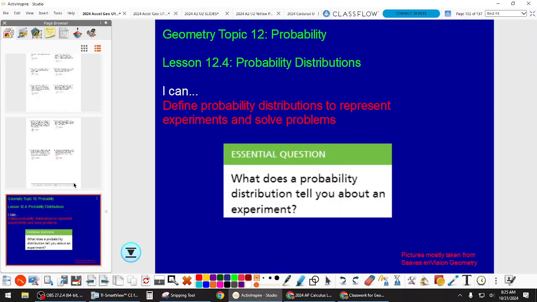So this is the second to last section, and it's called probability distributions. It will kind of filter down into a single equation that we'll use mostly for this stuff. But it's good to kind of know what these mean. So what does a probability distribution tell you about an experiment?